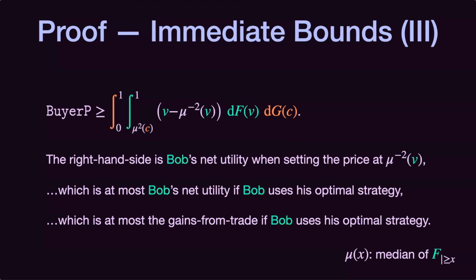And similarly, we can write this inequality for buyer's pricing mechanism, where the right-hand side is Bob's net utility when he always sets the buying price at μ^(-2)(v). This is at most Bob's net utility if Bob uses his optimal strategy. And that is in turn at most the gains from trade if Bob uses his optimal strategy.